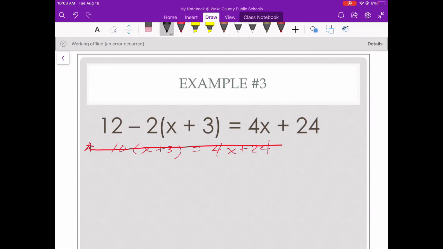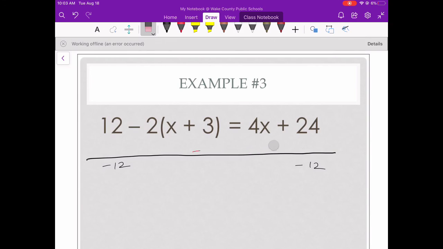So instead, we are going to subtract 12 from both sides of this equation so that it's no longer distracting us. And I'm going to get the mistake out of the way as well, so that's not distracting us either. Okay, so subtracting 12 from both sides, these cancel, and I've got negative 2 times x plus 3 is equal to 4x minus 12. Being very, very careful that I did not make the mistake of 12 minus 2.